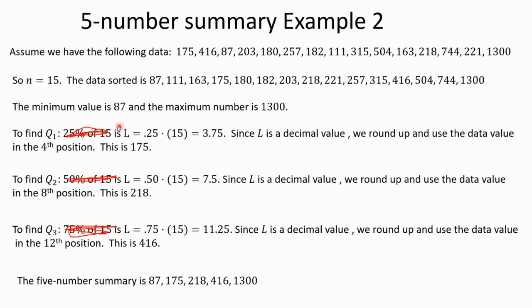Okay, so we get the minimum first, which is 87, right? That's the smallest value. The maximum is 1,300. Now we get the Q1, Q2, and Q3. Well, n is 15. So for Q1, our locator L is 0.25 times 15, which turns out to be 3.75. Okay? As you can see.